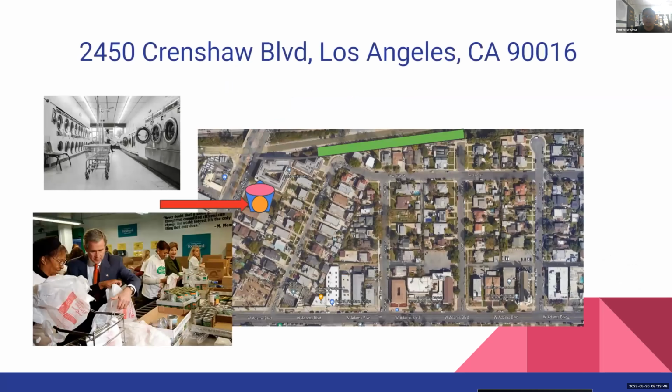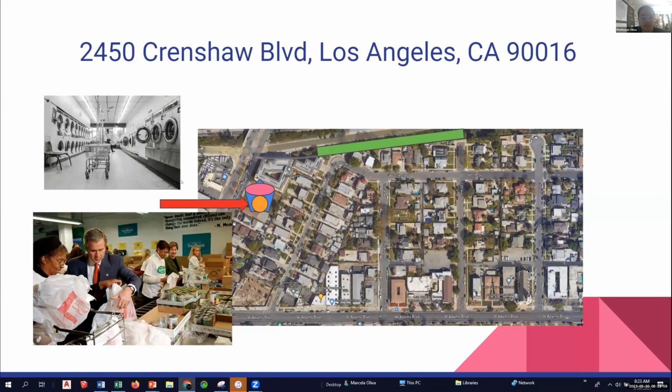interventions that I did. So I found a vacant lot on Crenshaw, 2450 Crenshaw Boulevard, Los Angeles, California, 90016. And as you can see, I put a laundromat and a food bank. And these are just some of the things that we can put in those lots.